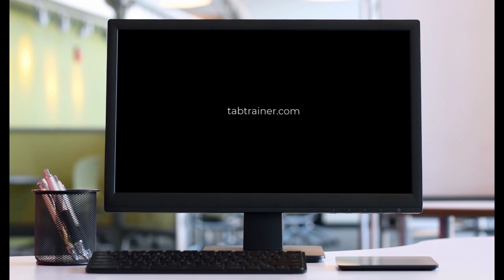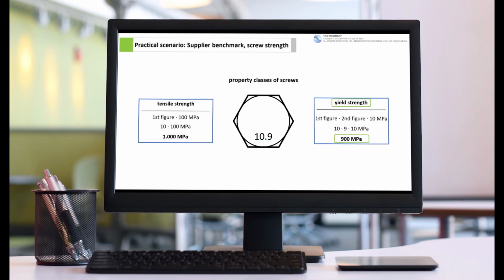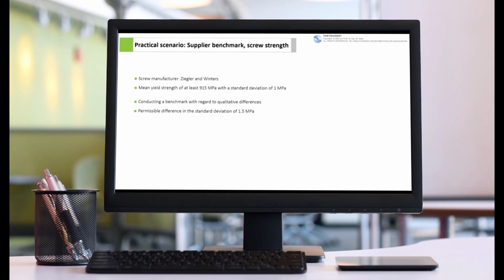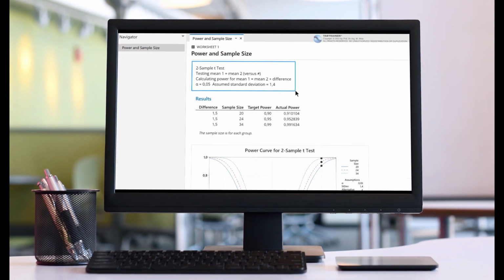In the 6th Minitab tutorial, we are in the product purchase department of Smartboard Company, and we will experience how the team uses the so-called two-sample t-test to evaluate the delivery quality of different screw suppliers.